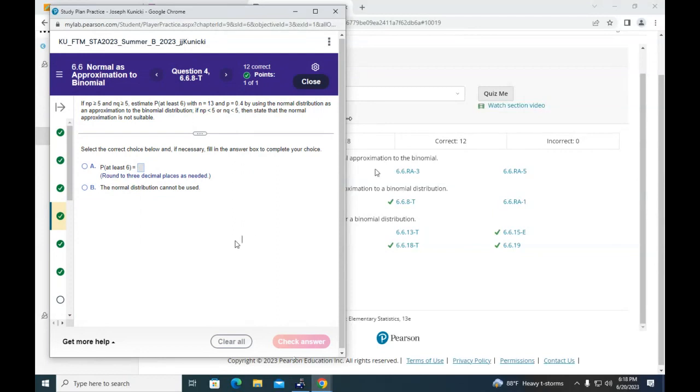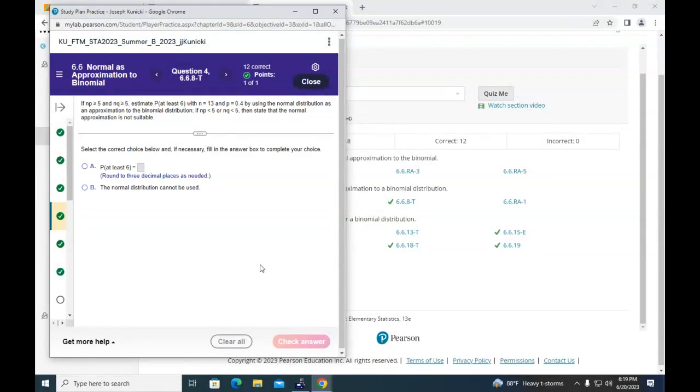All right, so here, 0.4 times 13 is 5.2. So 0.6 would be 7.8. So they're both greater than or equal to 5. So we can use it. So we want the probability of at least 6.